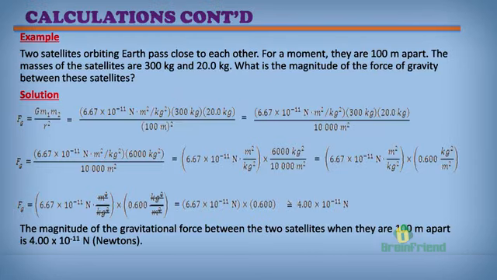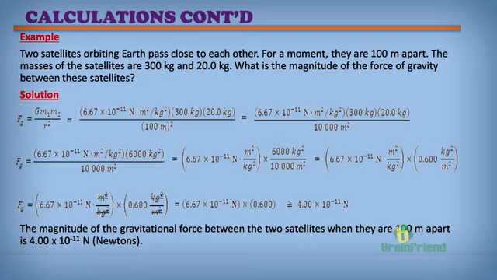Still on the same topic, we are continuing with the second calculation. Two satellites orbiting Earth pass close to each other. For a moment, they are 100 meters apart, and the masses of the satellites are 300 kilograms and 20 kilograms. What is the magnitude of the force of gravity between the satellites? Here also, we're looking for the force. And remember, the gravitational constant is also needed. Then the masses, the first mass is 300 kilograms, the second mass is 20 kilograms. And the distance between them, which is the R, is 100 meters, according to the question.